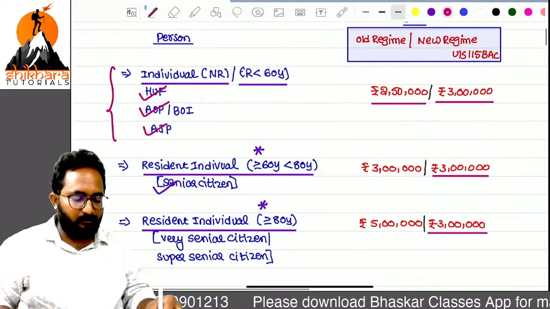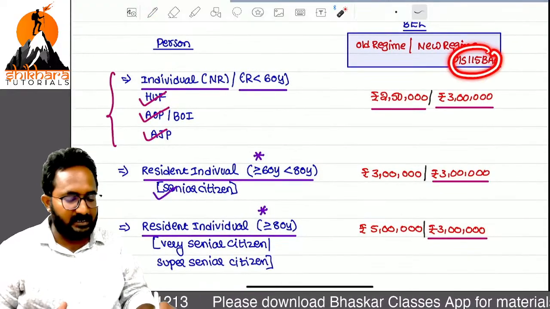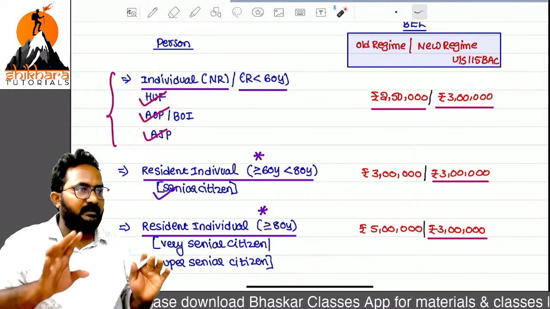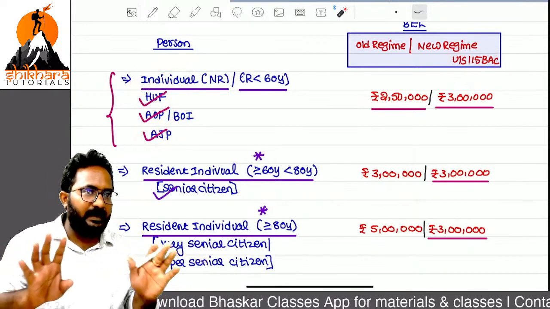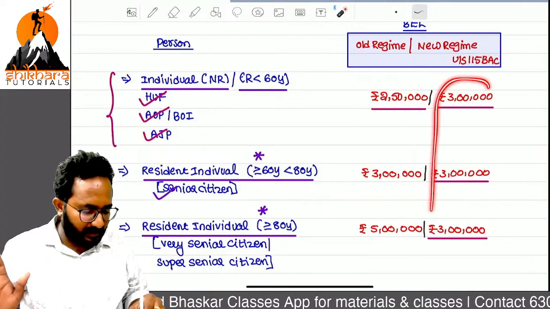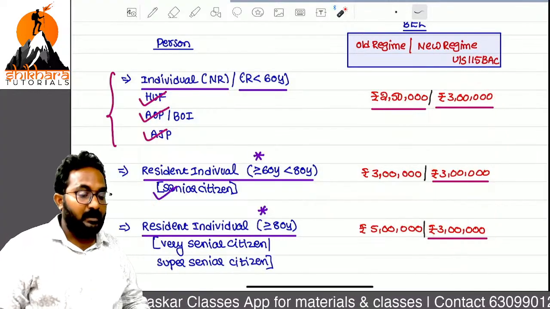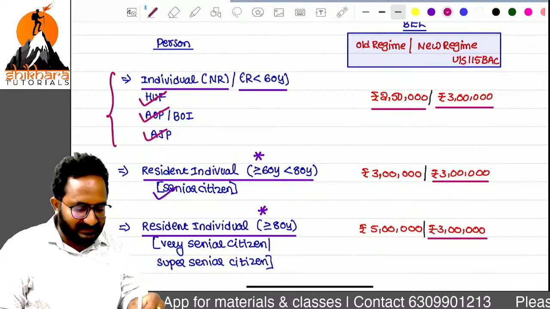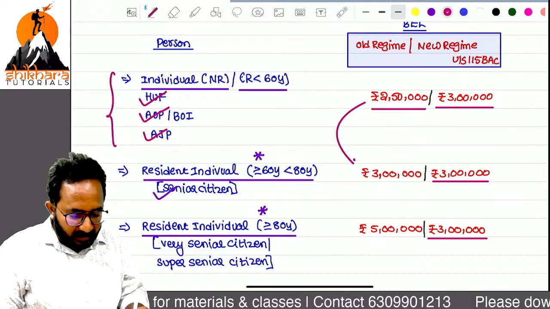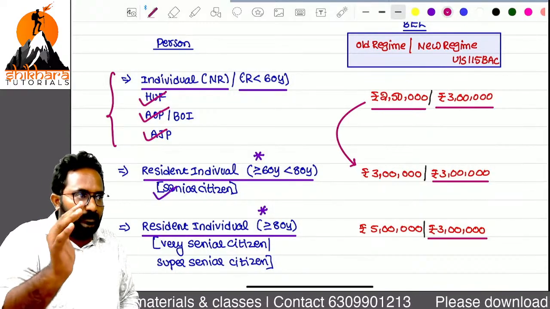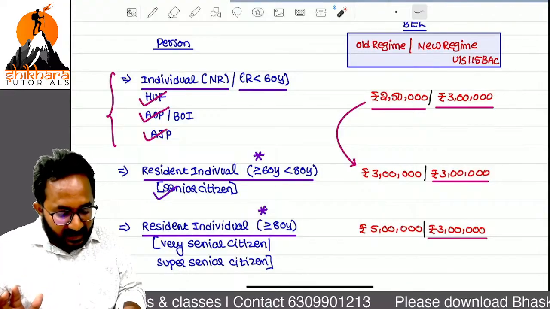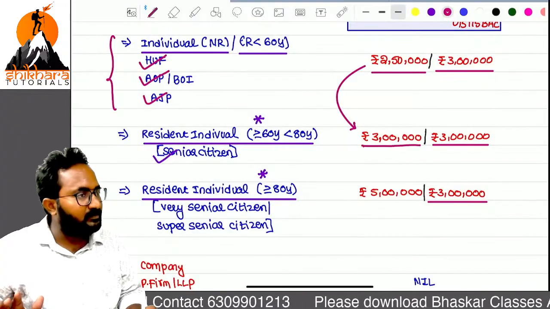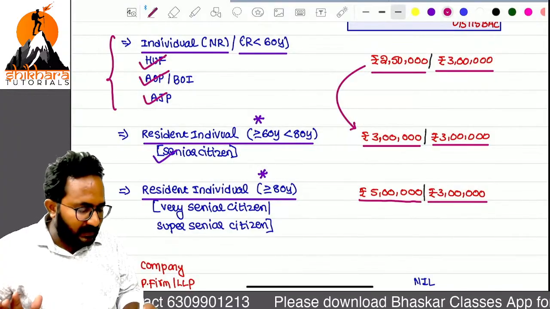Section 115BAC, the new regime, is applicable for individual, HUF, AOP, BOI, AJP. Residential status is also not a factor. Age is also not a factor. Directly, what is the basic exemption limit? 3 lakh. But in case of the old regime, based on age and residential status, we give the basic exemption limit. First, non-resident or resident having less than 60 years, 2 lakh 50. If you are a senior citizen, how much? 3 lakh. If you are a super senior citizen, 5 lakh.